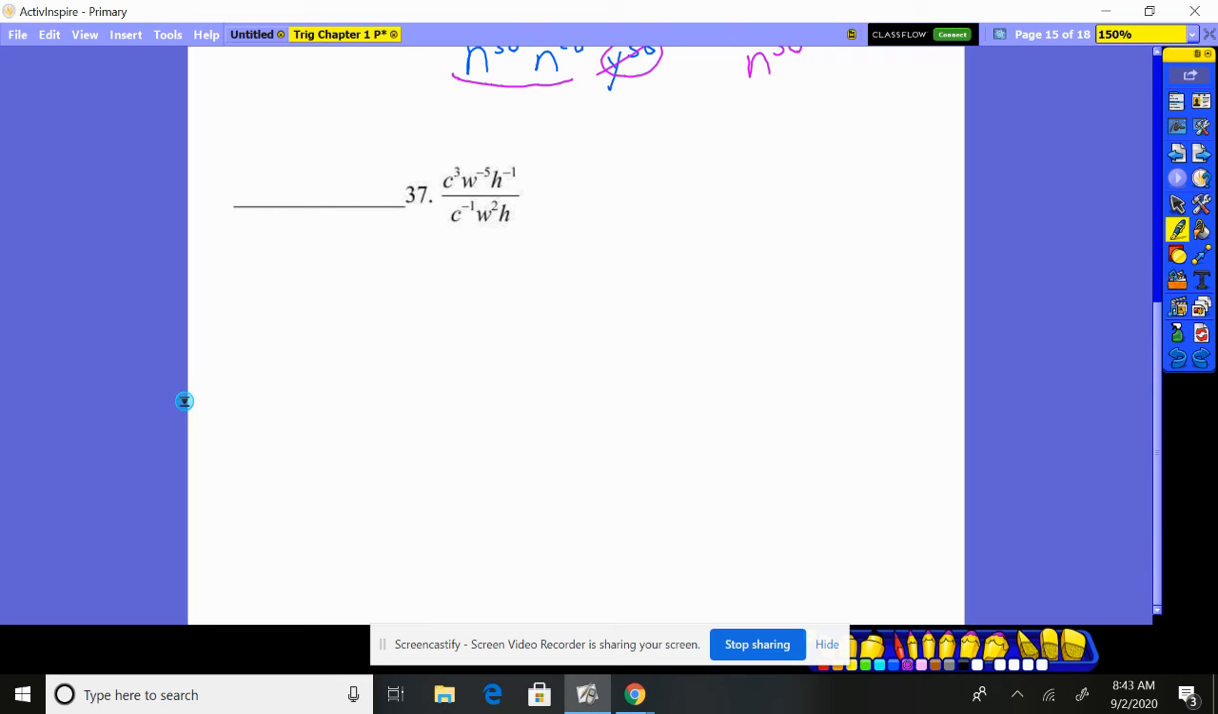Number 37. Well, let's clean it up. All negative exponents will move. C to the third doesn't move. Y to the negative 5 says, hey, move me. H to the negative 1 says, move me. Now, I'm not going to put a 1 there. It's understood. I come to the bottom. C's down below, but it says, hey, I'm negative, so move him up top. W is fine. H is fine.